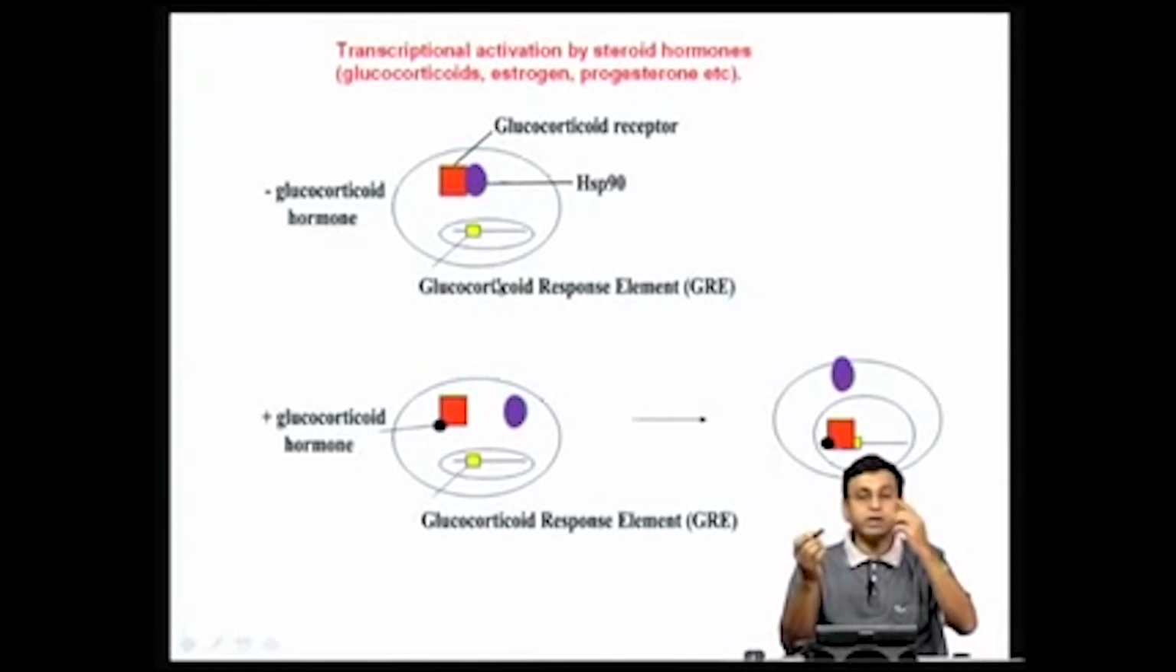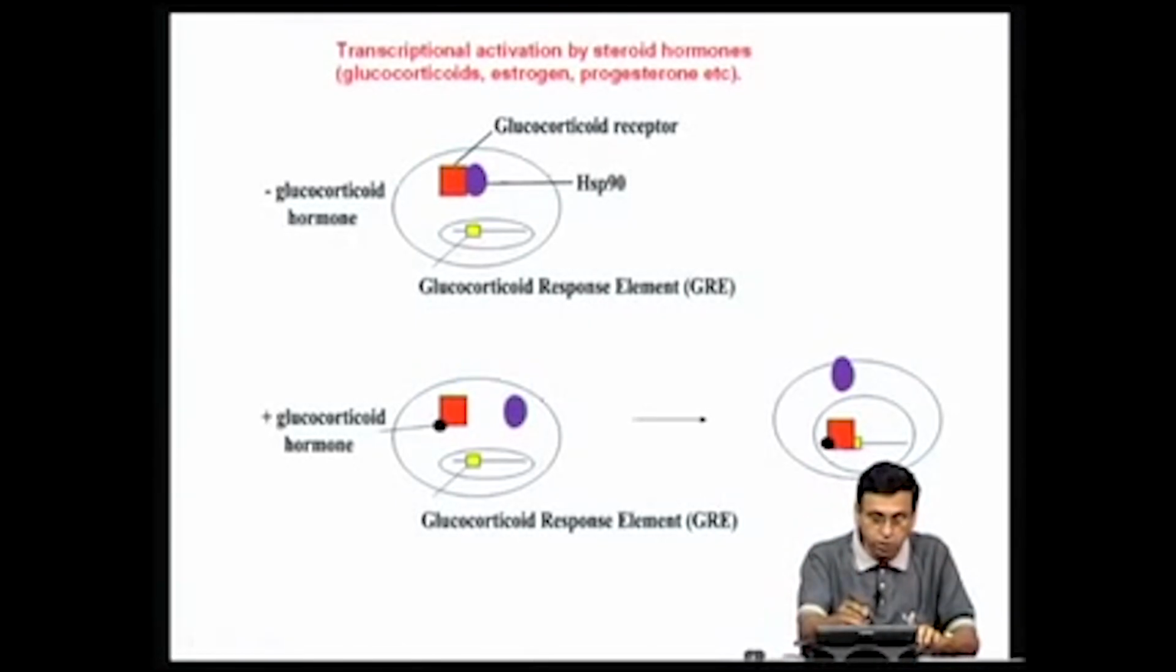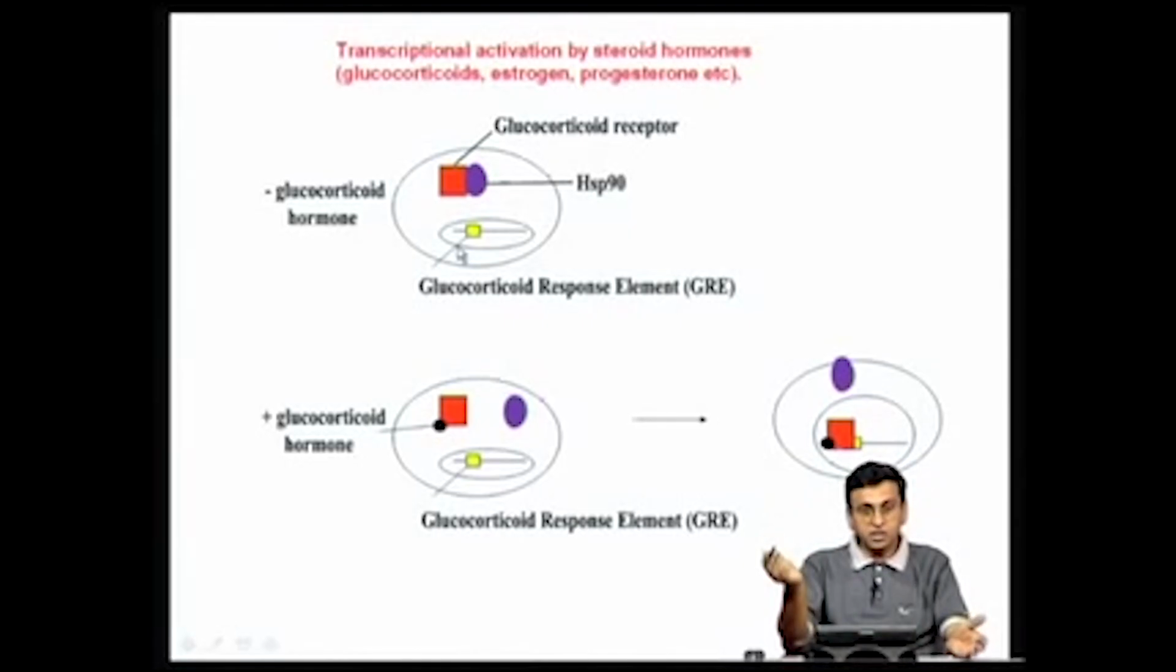Remember, if you want to activate the transcription of genes, the transcription factor has to go and bind to the promoter elements of the genes which are actually inside the nucleus. So when there is no hormone, the glucocorticoid receptor stays in the cytoplasm because it is in complex with the protein called HSP90, and therefore it cannot activate the transcription of genes which are responsible for glucocorticoid hormone.